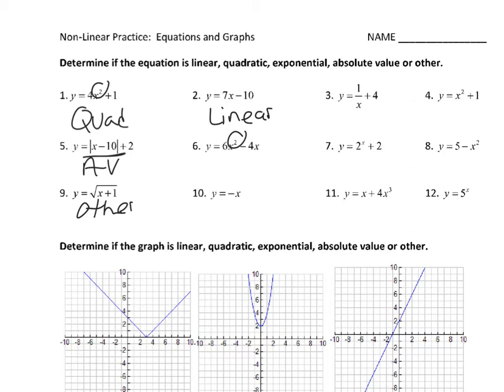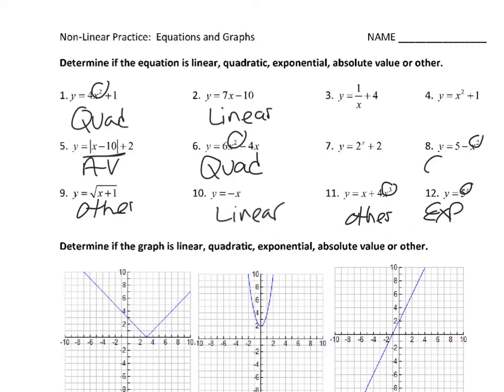This has an exponent of 2, so it's quadratic. This has no exponents, and there's no variable in the denominator, it's linear. This has an exponent of 3, so this would be other, and it's called a cubic function. This has an exponent of x, so it's exponential. Exponent of 2, it's quadratic.